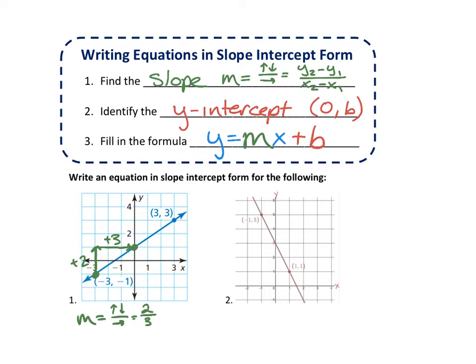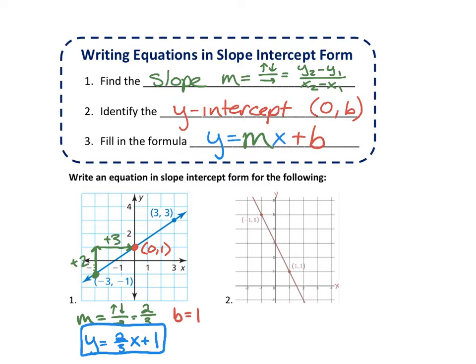After this, all we have to do is identify the y-intercept, but that is a location on the graph. That's right here. That coordinate is 0, 1, so my b value is going to be 1. Easy peasy, y'all. All we have to do is fill in our formula. y equals mx plus b, and we are done. Sorry, that's the equation of the line represented in the graph.